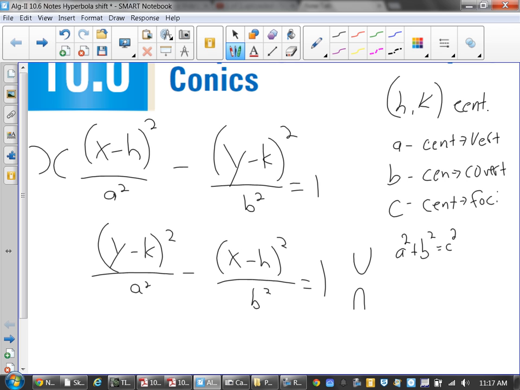So what I'm going to do today is just do this a little bit differently. Instead of starting with the graphing, we're going to start with the equations.